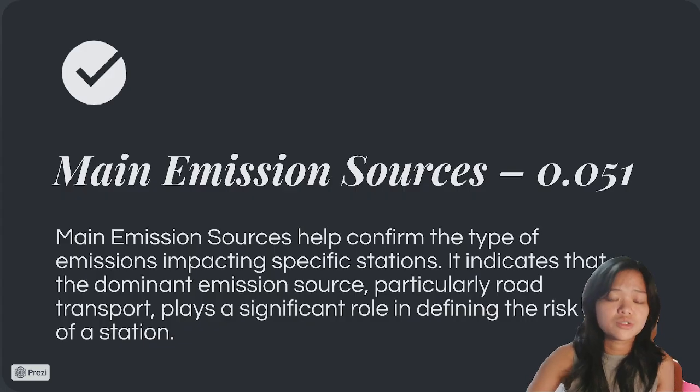The fourth one is the main emission source, which is a categorical variable. It returned a 0.051 score, which helped confirm the type of emissions impacting specific stations. So it indicates that the dominant emission source, particularly road transport, plays a significant role in defining the risk level of a station.